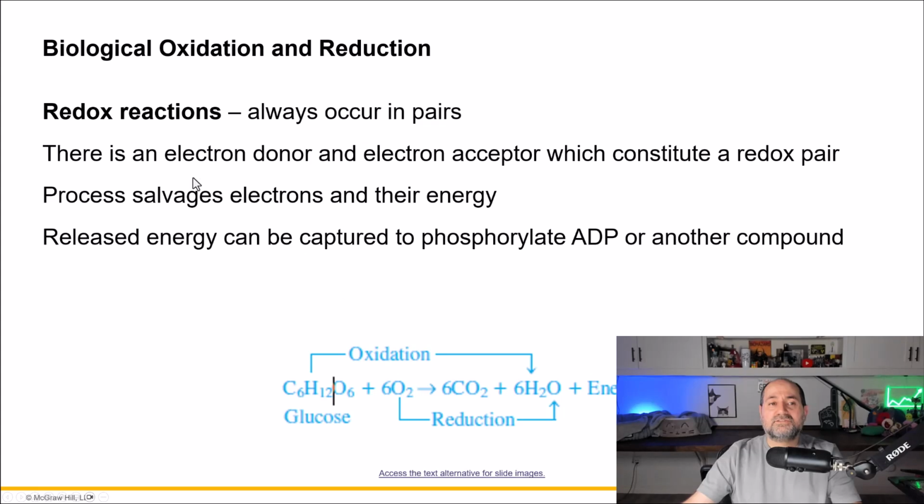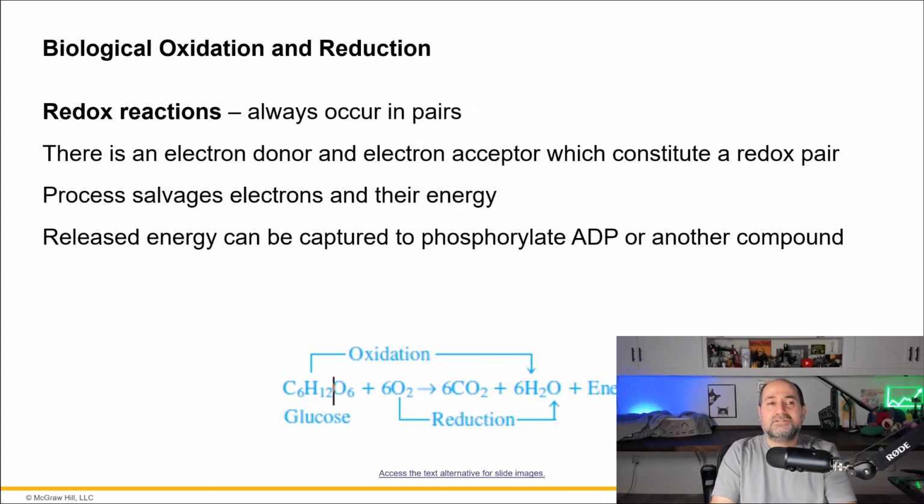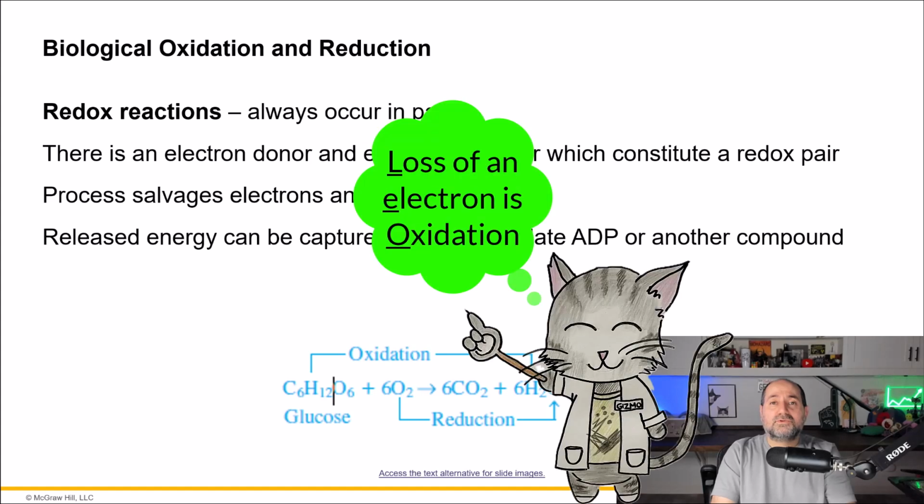And the process of taking electrons from one substance and handing those electrons to another substance is known as redox reactions. Do you remember the acronym LEO says GER? That's a good one to remember if you want to remember what the terms oxidation and reduction mean. Oxidation refers to loss of electrons, right? So loss of an electron is oxidation.